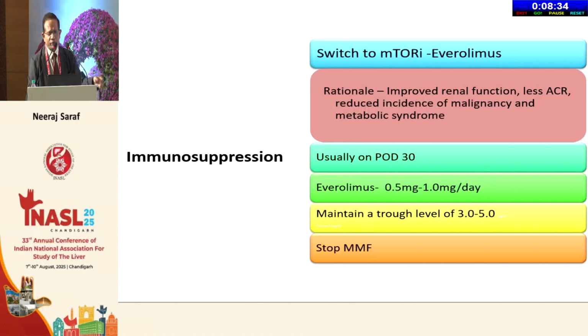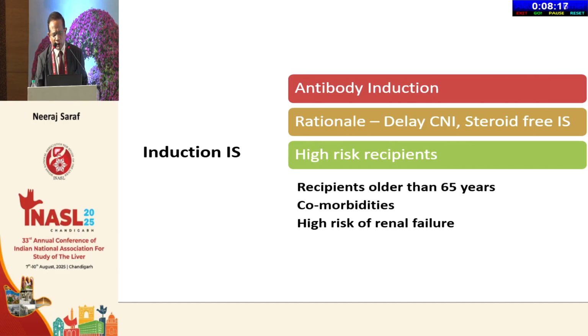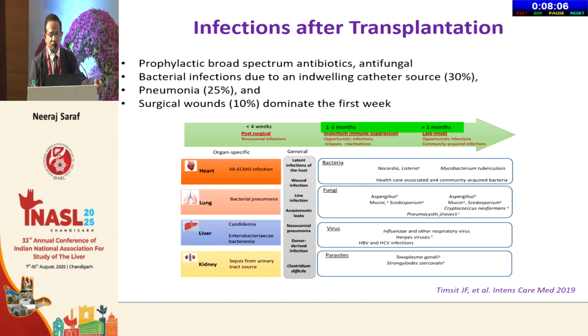Nowadays, we are using a lot of mTOR inhibitors, especially in cases with HCC and in patients who have renal dysfunction. Even de novo use has been described, but usually we'd like to start them about a month after surgery because they're known to cause delayed wound healing. Antibody induction, again, I'm not going to go into detail. Sometimes when you have renal dysfunction, drugs like basiliximab can be used to avoid or delay the introduction of TAC.